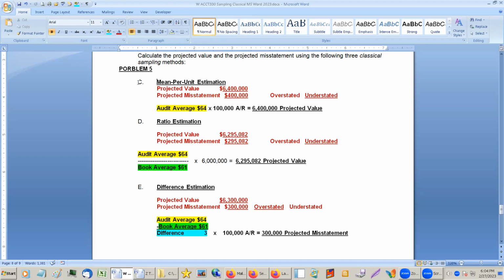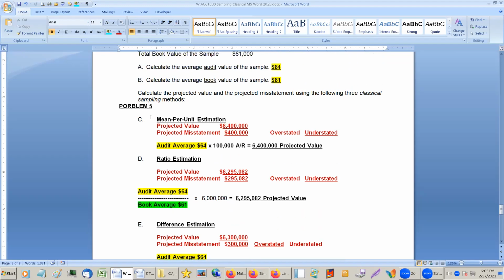And again, it's a good idea to think about what they actually are rather than trying to memorize it. Mean per unit, average, take the average of the audit. Ratio means it's a ratio, and differences means you subtract it. Any questions on those?